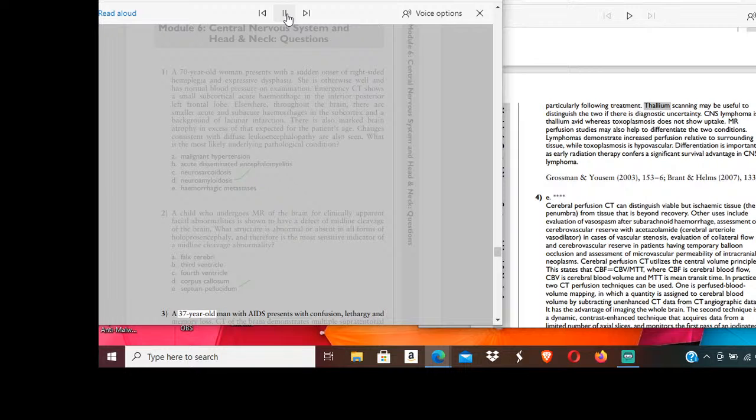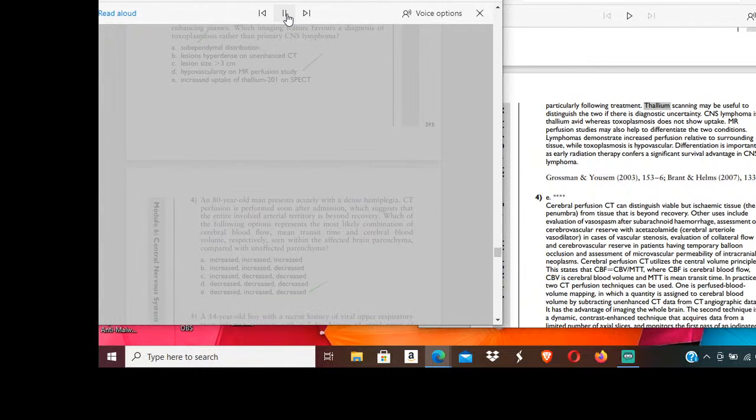3. A 37-year-old man with AIDS presents with confusion, lethargy, and memory loss. CT of the brain demonstrates multiple supratentorial enhancing masses. Which imaging feature favors a diagnosis of toxoplasmosis rather than primary CNS lymphoma? A. Subependymal distribution. B. Lesions hyperdense on unenhanced CT. C. Lesion size 0.3 cm. D. Hypovascularity on MR perfusion study. E. Increased uptake of thallium-201 on SPECT.